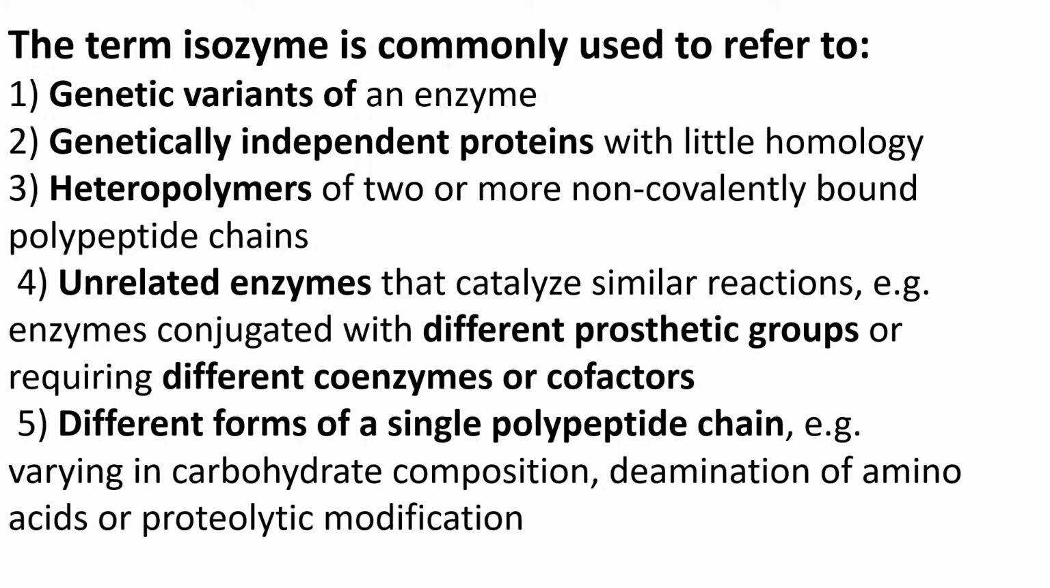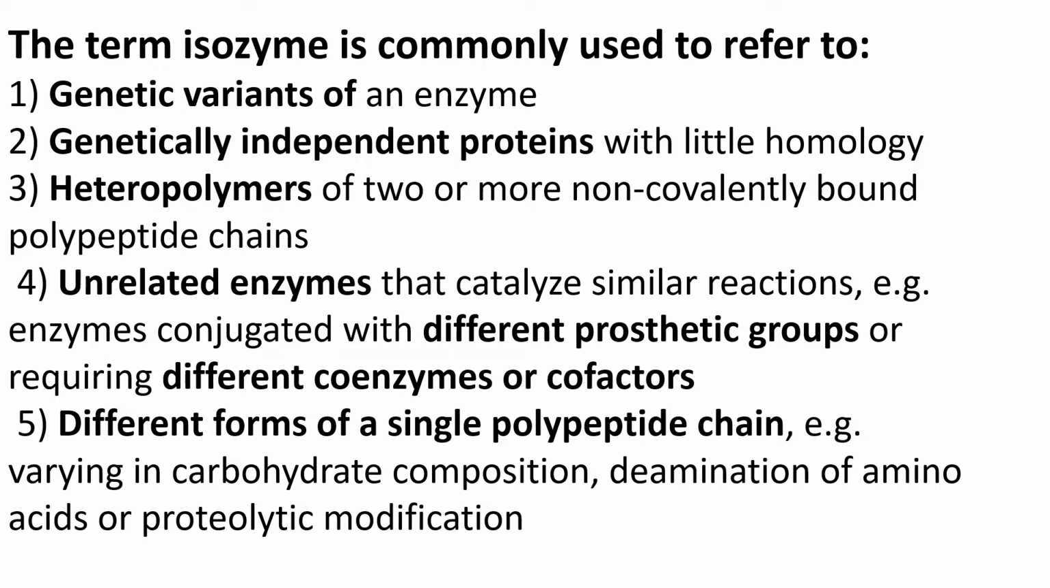Why are isoenzymes structurally or chemically different from each other? Because they are genetic variants of an enzyme. When we say genetic variant, it means the gene which codes for these isoenzymes is different. So when the gene for isoenzymes is different, there is some difference in their genetic code. So these isoenzymes are genetically independent proteins with little structural similarity. Because the gene is different, their structure will be different, and every isoenzyme is independent.